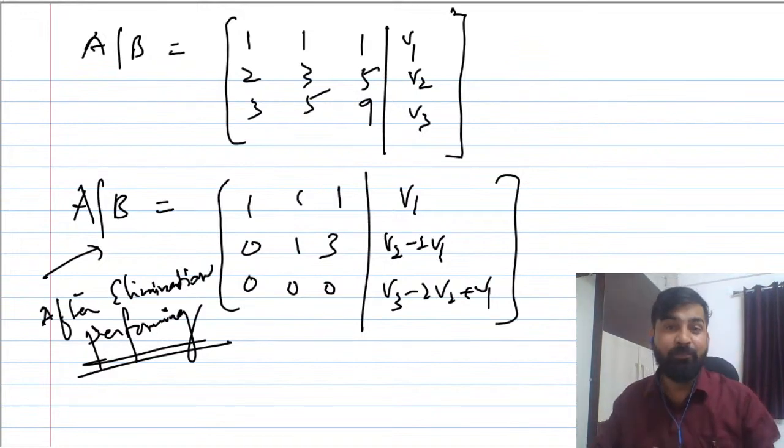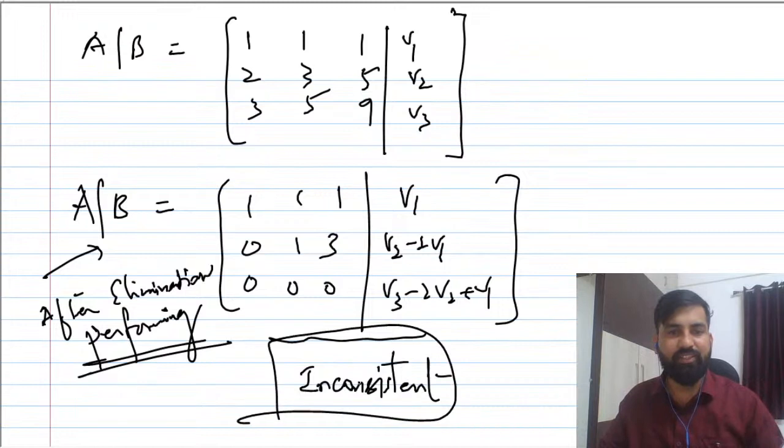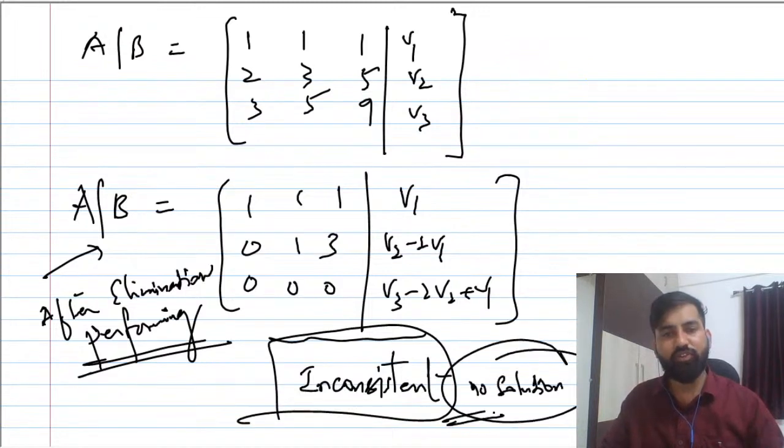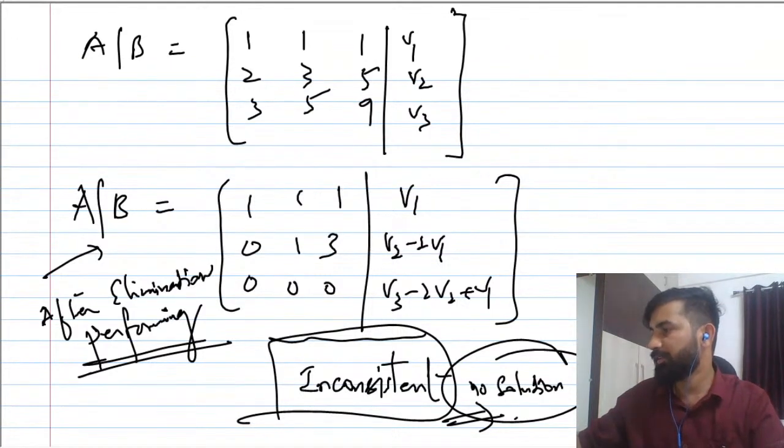Why? Because in this case, you see, there is an inconsistency. Inconsistency means no solution. If there is an inconsistency, there is no solution, right? So you can't generate the vector space. I believe this is fine for all.